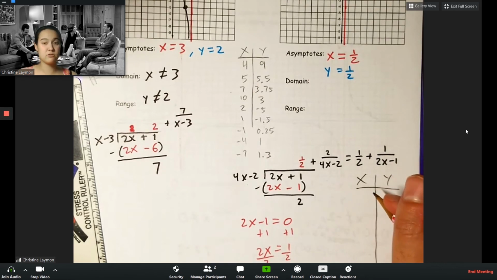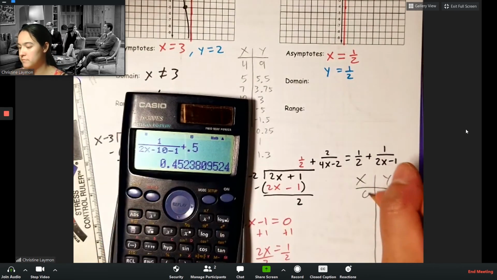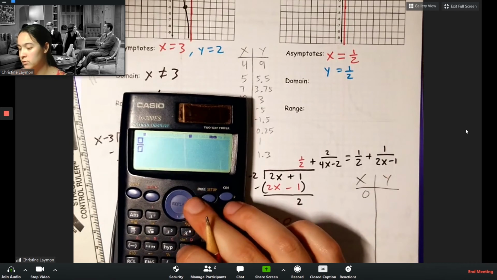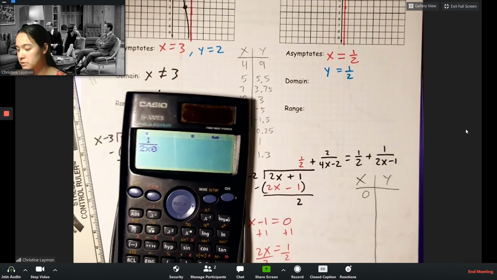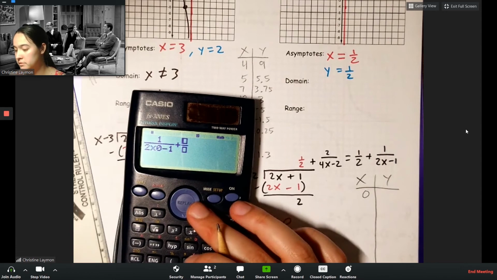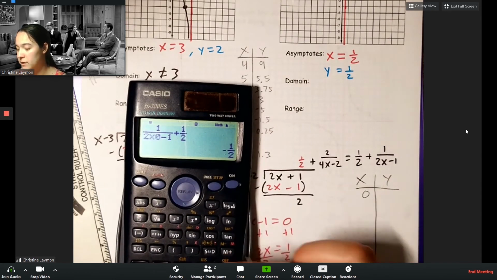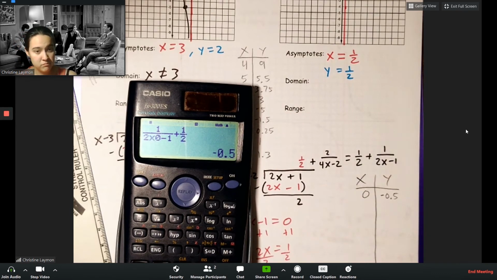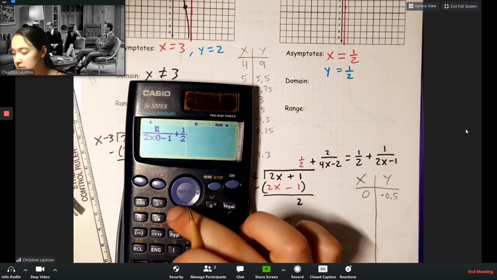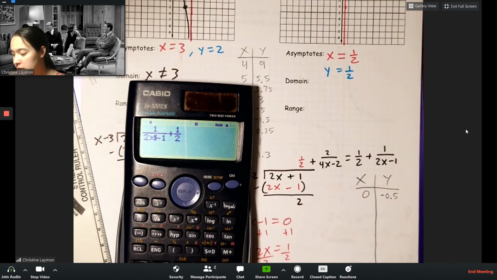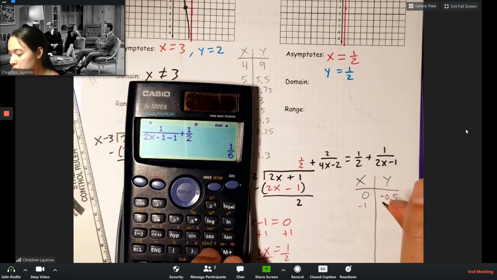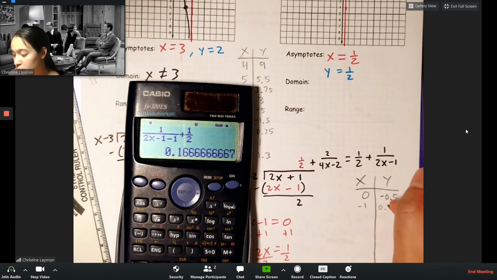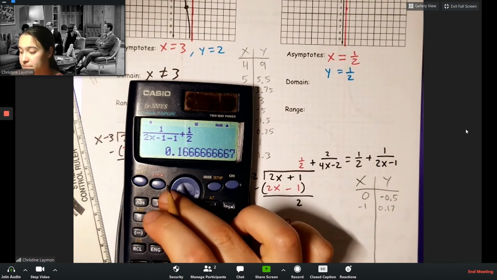Okay, I'm going to go ahead and start by plugging in 0. So I'm going to have 1 over 2 times 0 minus 1 plus 1/2. If I plug in 0, I'm going to get out negative 0.5. Okay, not bad so far. Let's say I'm going to plug in negative 1. If I plug in negative 1, I'm getting out 1/6, which is 0.17, and I am rounding right now.